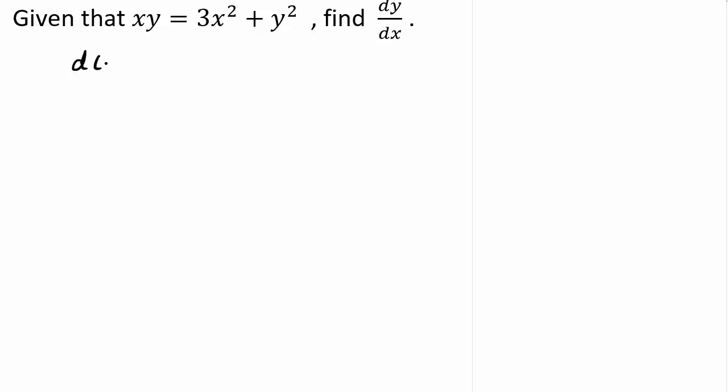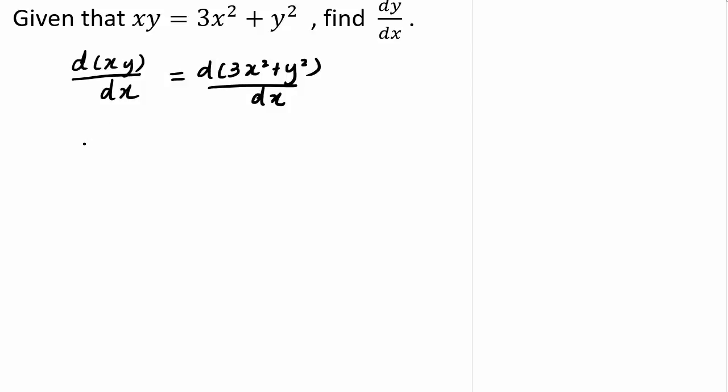So let's differentiate xy with respect to x. That will be equal to the differentiation of 3x squared plus y squared with respect to x. In this first part, we can see that it's the product of two functions, x and y. In this case, we will need to make use of the product rule.